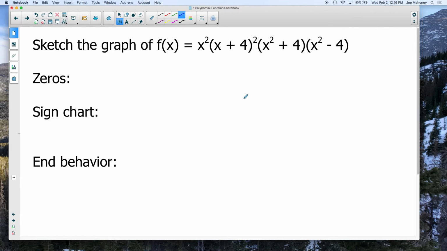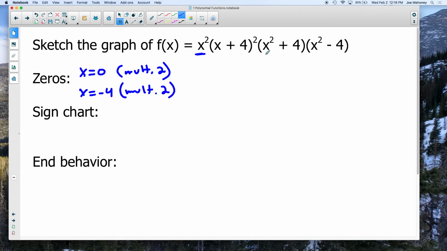All right, let's go through our zeros. Because of this first root here, I know one of them is at x equals 0. And again, that's a multiplicity of 2 because it's an x squared. I also have 2 of them at x equals negative 4 with a multiplicity of 2.